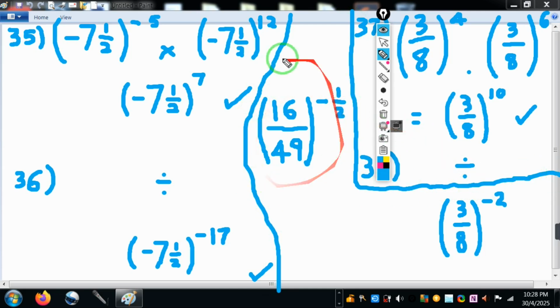I'll go to the fastest method there. Fastest method is that, the fastest. 16, 1 minute. The fastest is like this. Start from the back. Throw away the negative sign, which will leave us with 1 over 2.